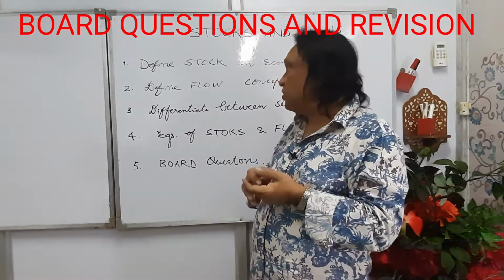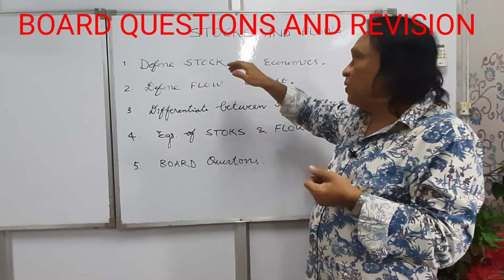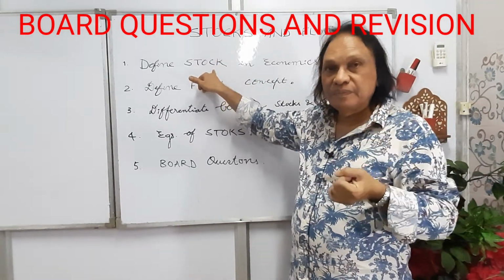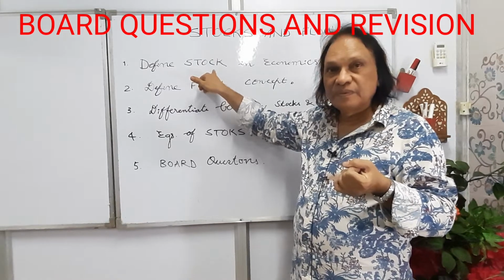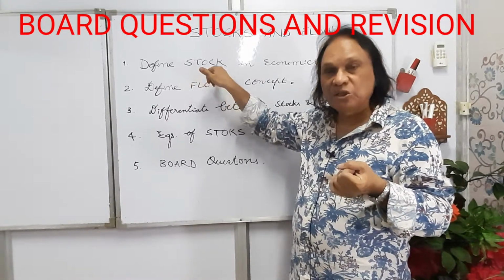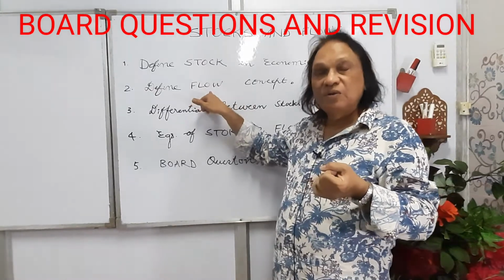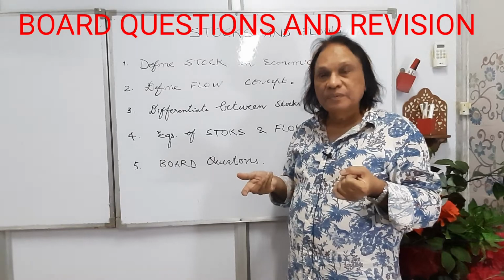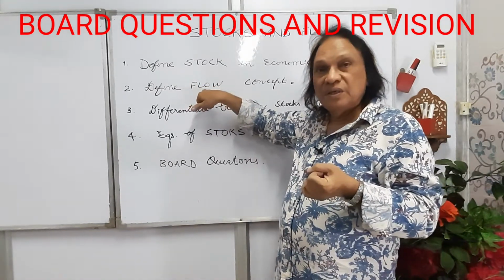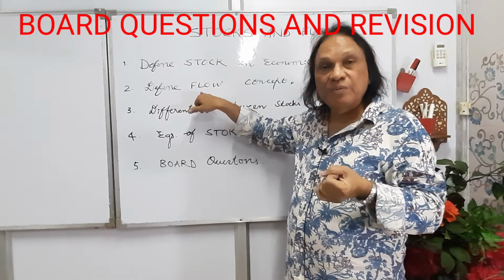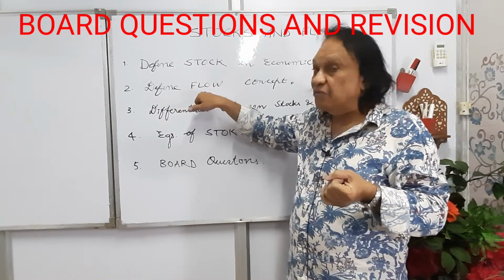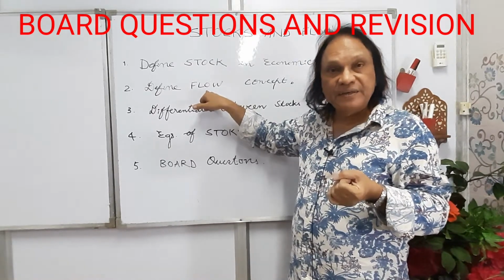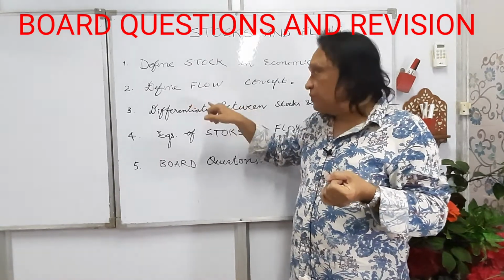So we do the revision once again. Define stock. Stock is a quantity measured at a point of time. National wealth is a stock. National capital is stock. Define flow. Flow is a quantity measured over a period of time. National income is flow. GDP is flow. Exports, imports of the country are flow. If you want to write more, balance of payments, balance of trade, flow concepts.